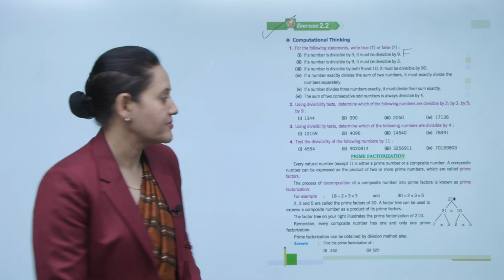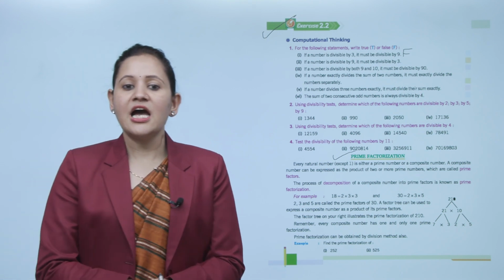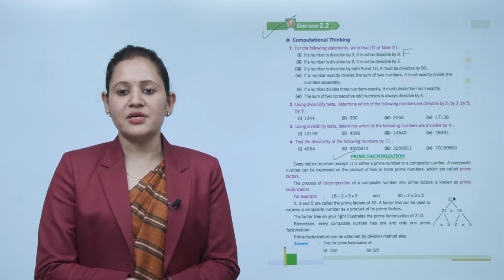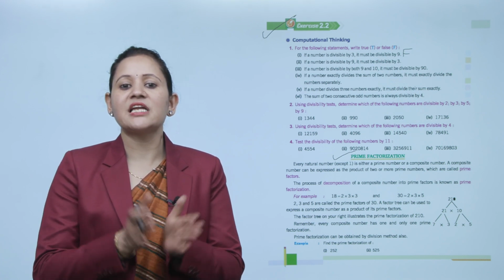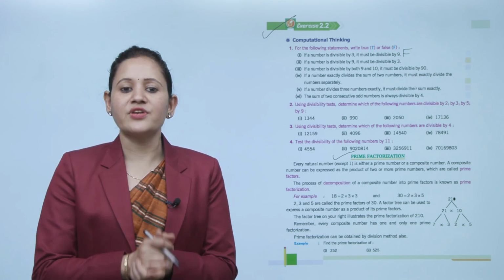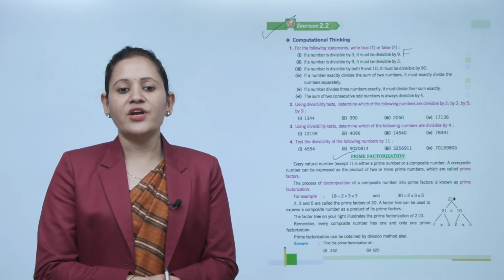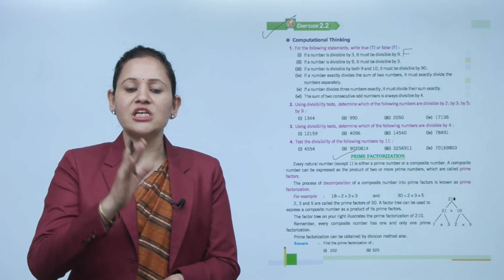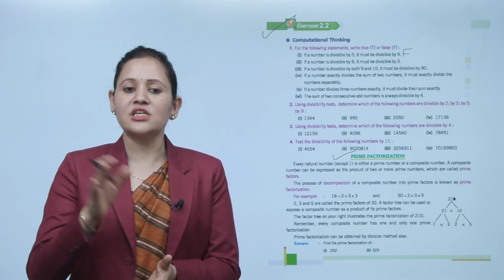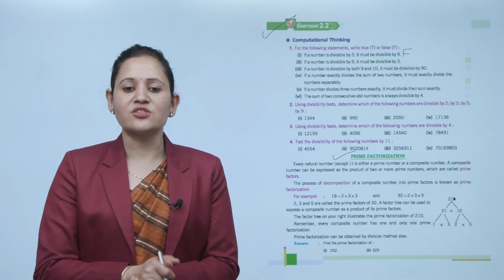Next is prime factorization. Every natural number except 1 is either a prime number or a composite number. A composite number can be expressed as the product of two or more prime numbers, which are called prime factors. The process of decomposition of a composite number into prime factors is known as prime factorization. For example, 18 can be written as 2 into 3 into 3 as the product of prime numbers. 30 can be written as 2 into 3 into 5. So this is called prime factorization. 2, 3 and 5 are called the prime factors of 30.